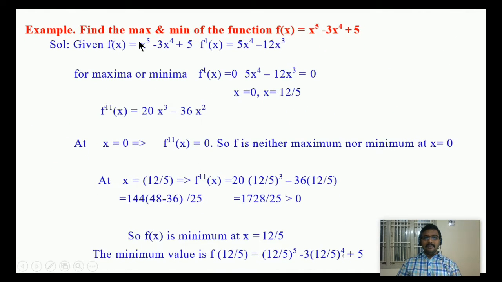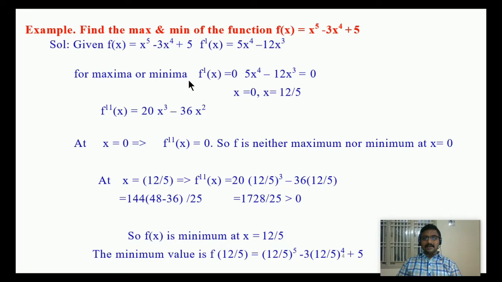Example: find the maxima and minima of the function f of x equals x power 5 minus 3x power 4 plus 5. Given function, let it be f of x. The derivative of f of x with respect to x is f dash of x. X power 5 derivative is 5x power 4, minus 3x power 4 derivative is minus 12x cube. The derivative of x power n is n into x power n minus 1. So derivative of x power 5 is 5x power 4, and derivative of x power 4 is 4x cube.